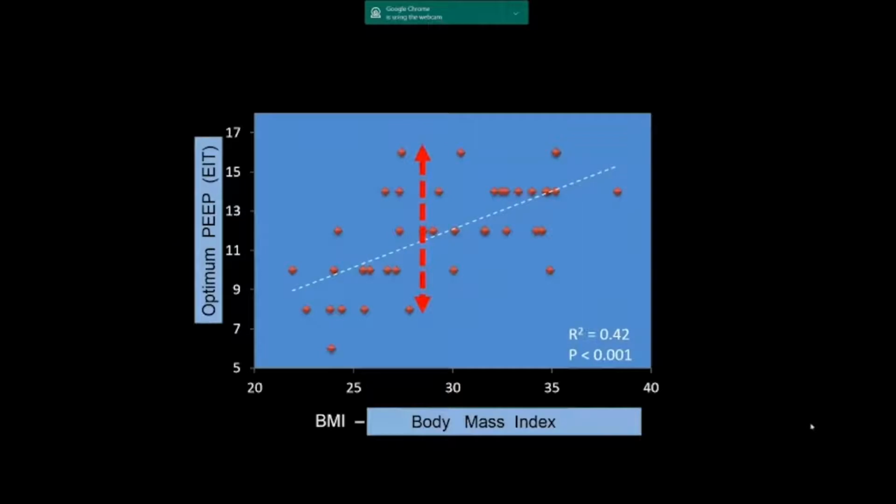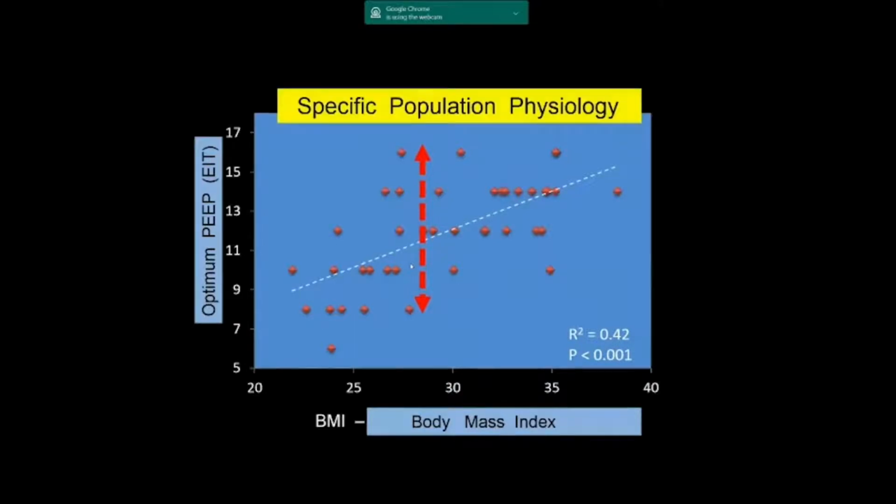How much PEEP we needed to counterbalance this lung collapse is shown in this graph. So this is body mass index, this is PEEP. We can see that when body mass index increases, there is a progressive need of PEEP, but you still need a lot of individualization, because some patients have different anatomy and have much more collapse than usual patients. So you have to obey the specific physiology of that patient.